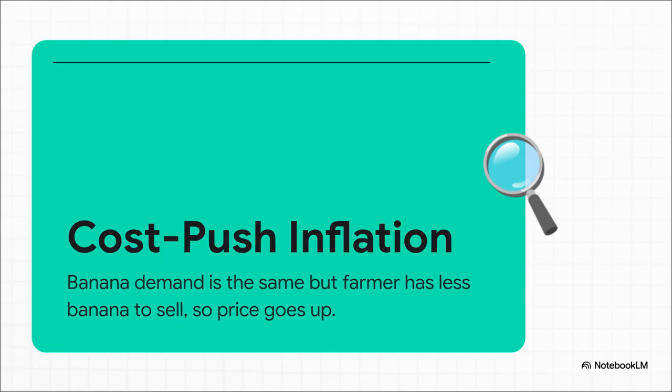Now, flip that around. What if monkey demand stays totally flat? They just want their usual daily bananas. But maybe the farmer had a terrible harvest and barely has any bananas to sell. Once again, the bananas become rare. And once again, the price climbs. But the trigger here is entirely different. We call this cost-push inflation. The shrinking supply is basically pushing the cost higher, even though the monkeys haven't changed their buying habits at all.